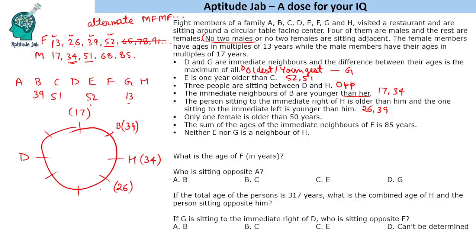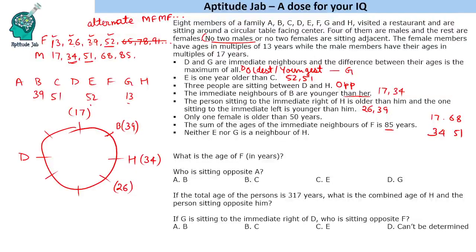These are all things done. And then we have: the sum of the ages of the immediate neighbors of F is 85 years. Now F must be a female because the neighbors will be males, and the sum is 85, which is a multiple of 17. So 85 you can get by 17 plus 68, or you can have 34 plus 51.